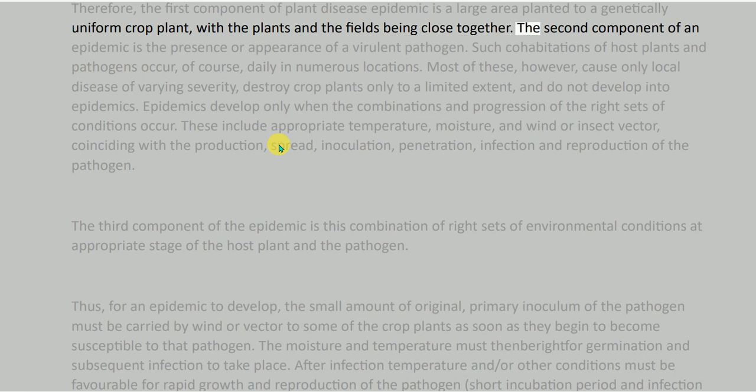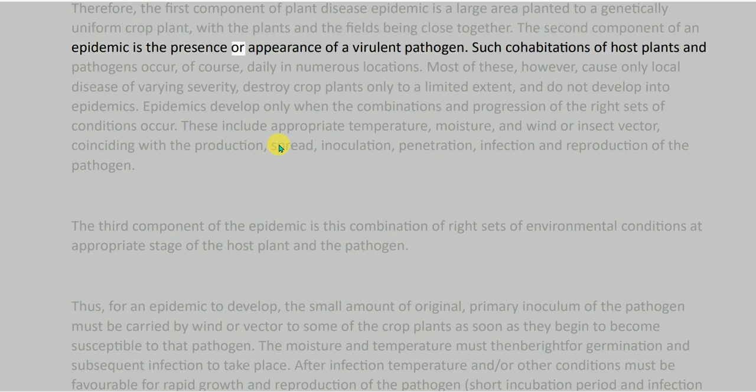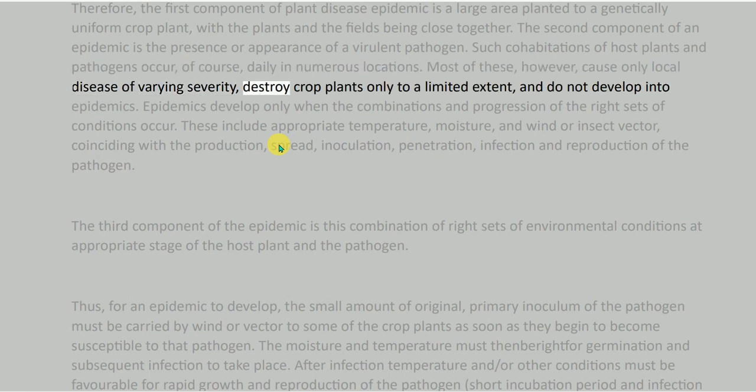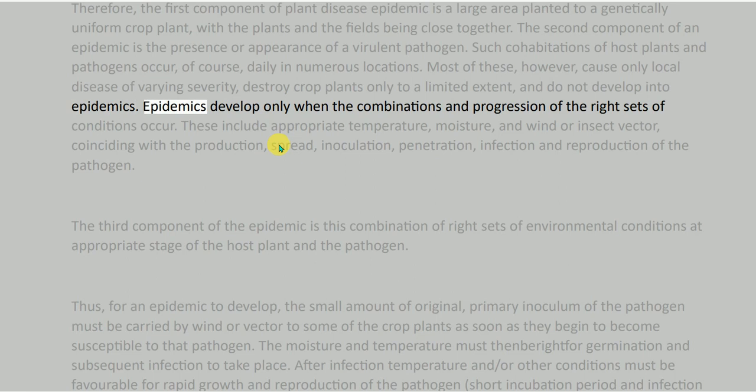The second component of an epidemic is the presence or appearance of a virulent pathogen. Such cohabitations of host plants and pathogens occur, of course, daily in numerous locations. Most of these, however, cause only local disease of varying severity, destroy crop plants only to a limited extent, and do not develop into epidemics. Epidemics develop only when the combinations and progression of the right sets of conditions occur.